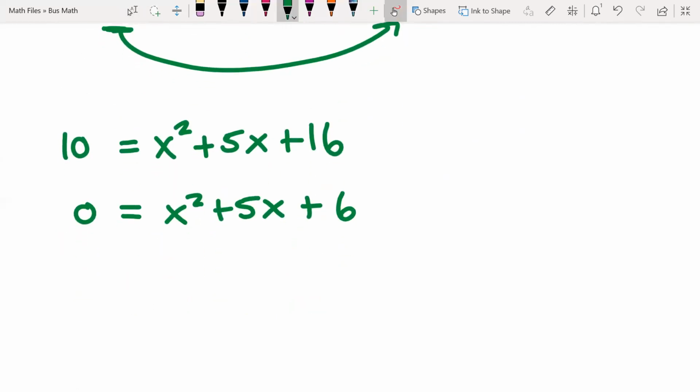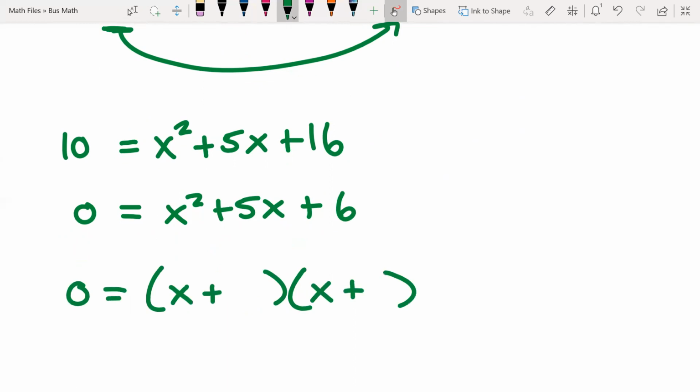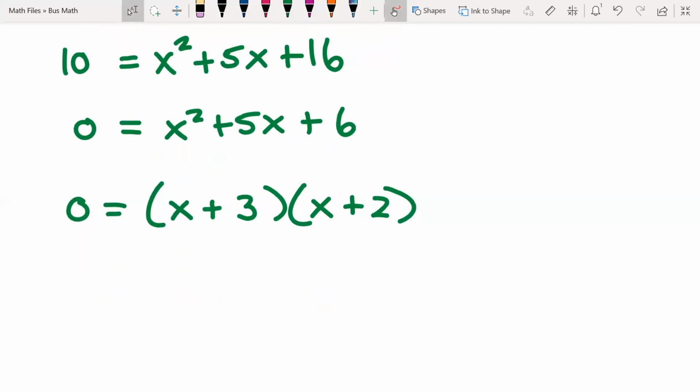And once again, all we have to do is factor it. That's plus plus, that's easy. What are the only factors of 6 that give me 5? 1 and 6 would give me 7. Oh, no. 3 and 2. There you go. 3 and 2. And our answers here would be x equals -3 and x equals -2.